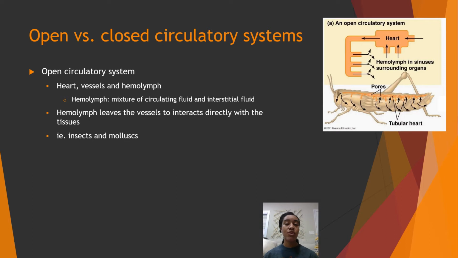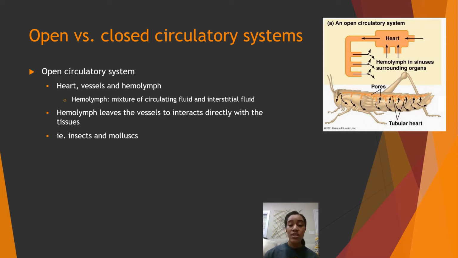There are two types of circulatory systems, open and closed. An open circulatory system is composed of a heart, a system of vessels, and a circulating fluid called hemolymph. Hemolymph is a mixture of the circulating fluid, which is the blood, and the interstitial fluid, which is the fluid that surrounds the cells and the tissues.